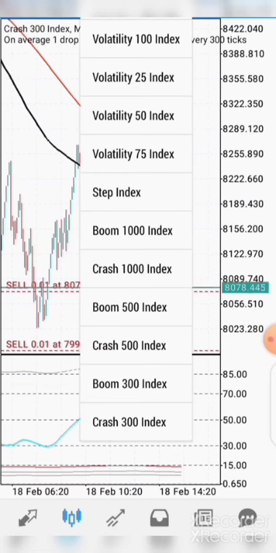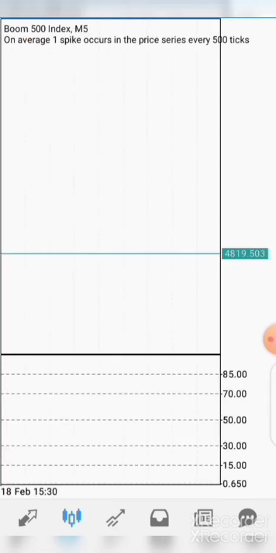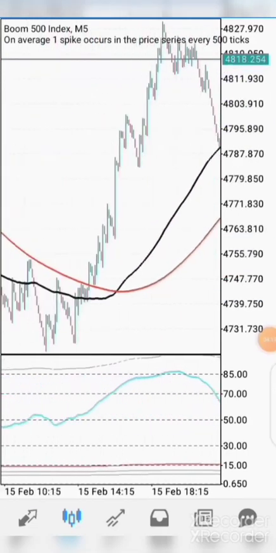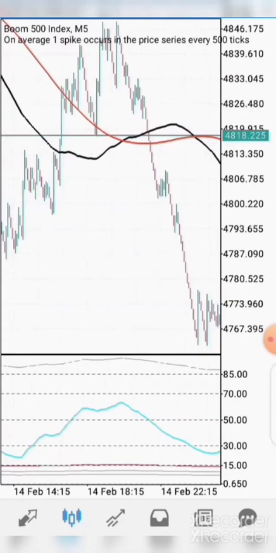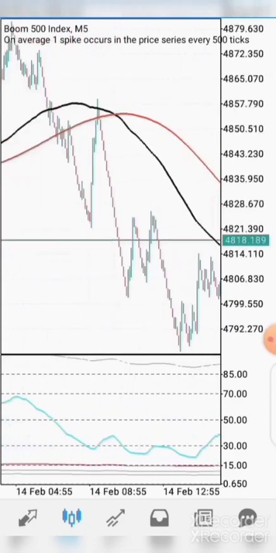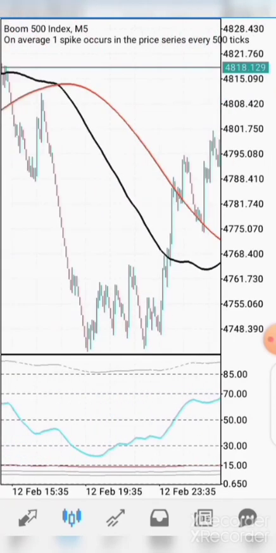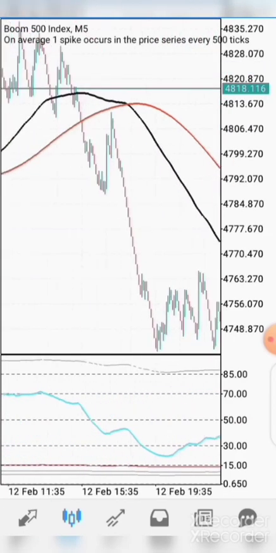Let's look at 500 and see. So this is Boom 500. Okay, let's analyze this, right? I'm going to show you the potential losses that are involved in this kind of strategy, because nothing is 100%.